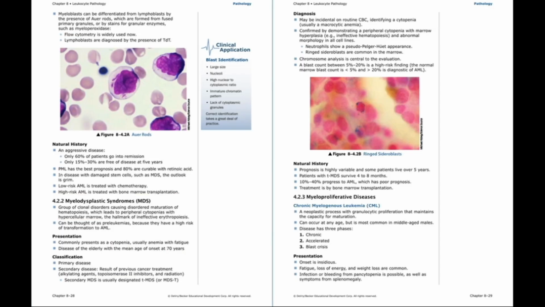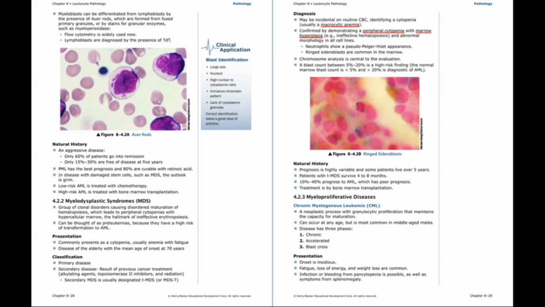Myelodysplastic syndrome may be an incidental finding on routine CBC with the presence of a cytopenia, which is usually a macrocytic anemia. This is a good time to go and take a look at the algorithm for anemias and see how the overlapping macrocytosis of megaloblastic anemias and myelodysplastic syndromes are seen in the chart. Myelodysplastic syndromes are diagnosed by demonstrating a peripheral cytopenia with marrow hyperplasia. Note that's characteristic of ineffective hematopoiesis, and as well abnormal morphology in all the cell lines.